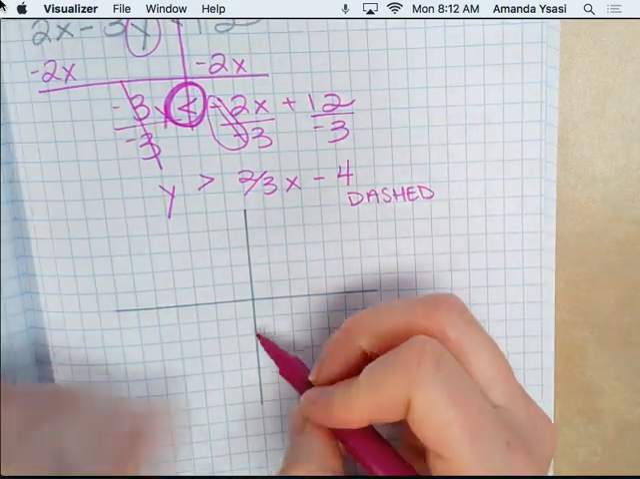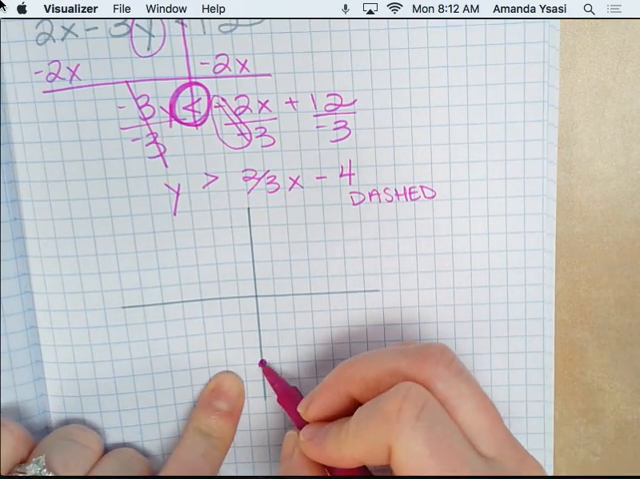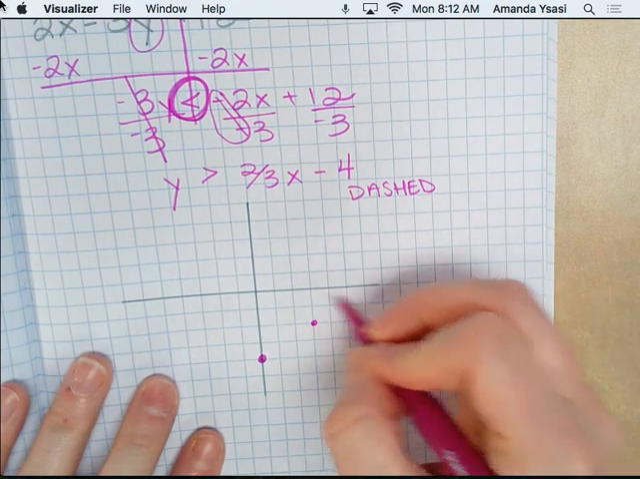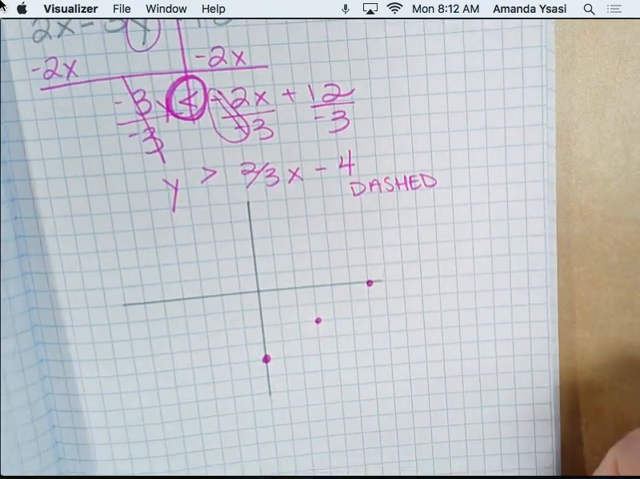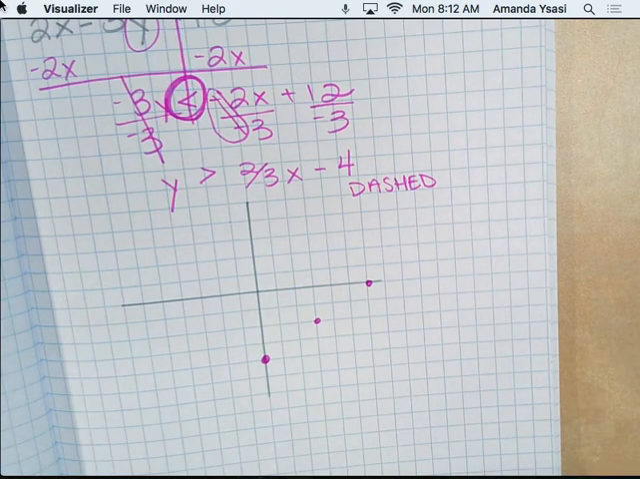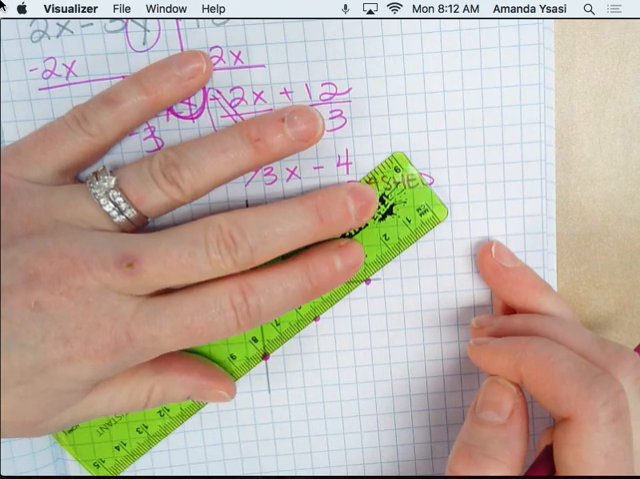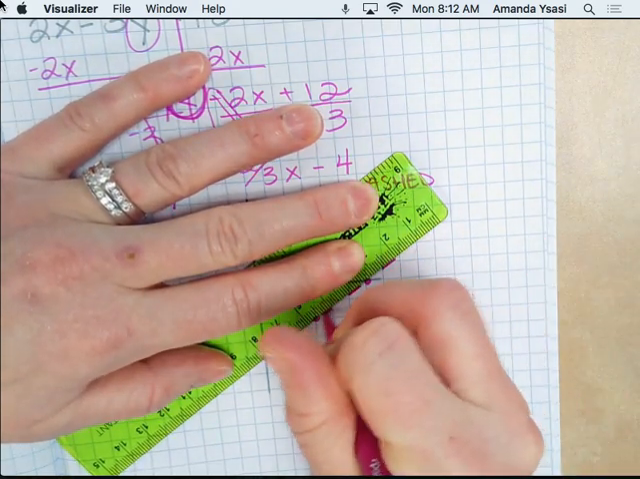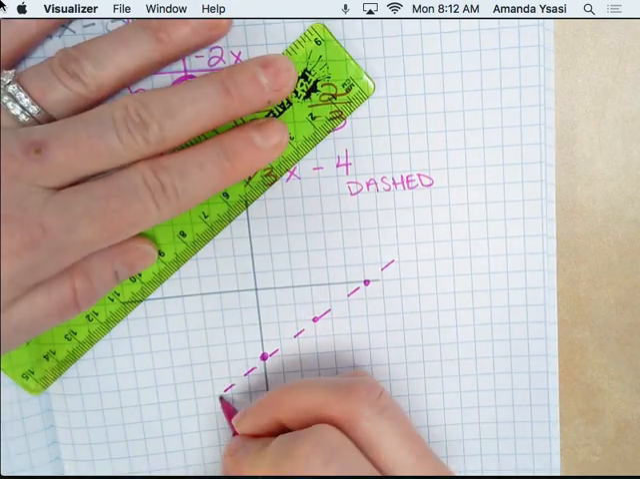So we'll start out with negative 4, 1, 2, 3, 4. And then rise over run, up 2 over 3. Up 2 over 3. 3 points is plenty. Then make sure you do dashed. I have to keep on saying that myself because I will forget. And put arrows on the end.